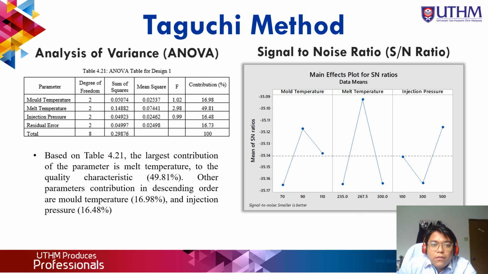Next one, the analysis of variance. The largest contribution of parameter is melt temperature, as we can see is 49.81 for design 1. This one is an example. So based on the signal to noise ratio, SN ratio, we can determine the optimum input parameter for the 3 designs. For mold temperature is 90 degrees Celsius, for melt temperature is 267.5 degrees Celsius, and for the injection pressure is 300.